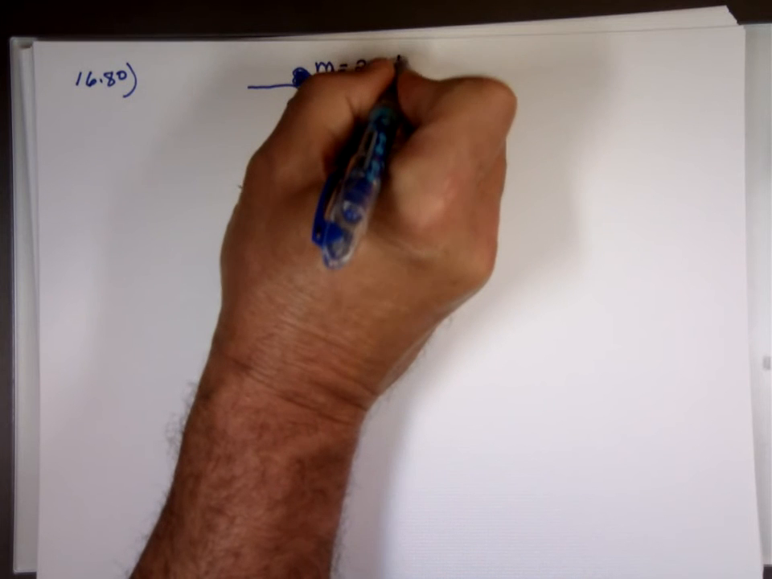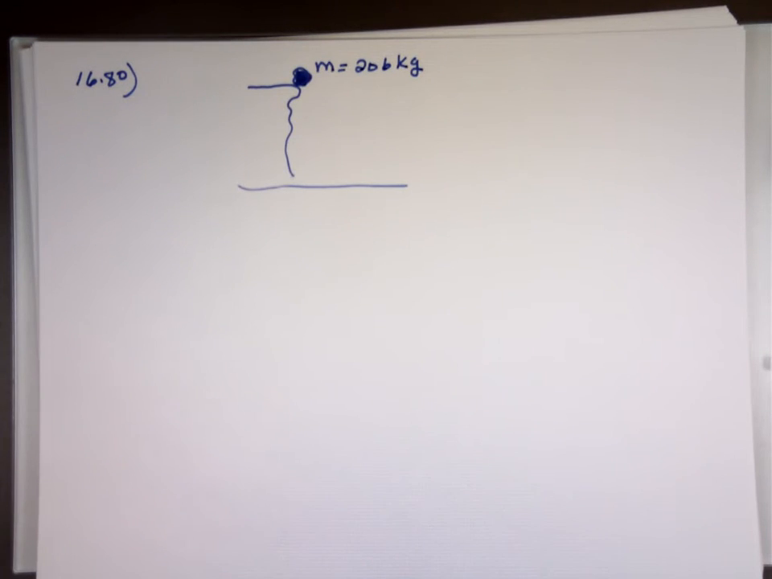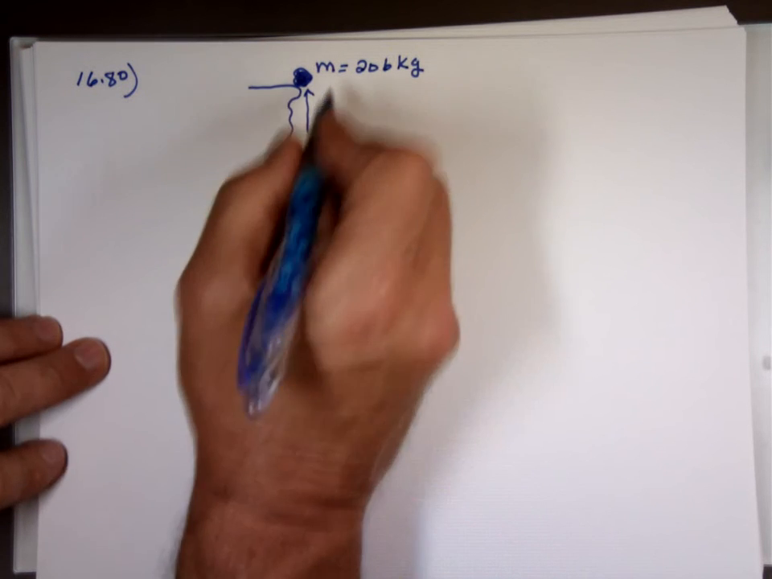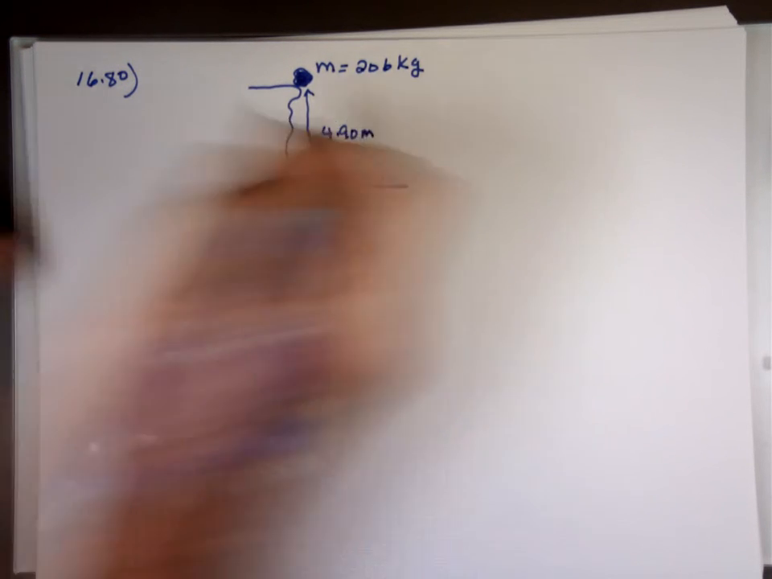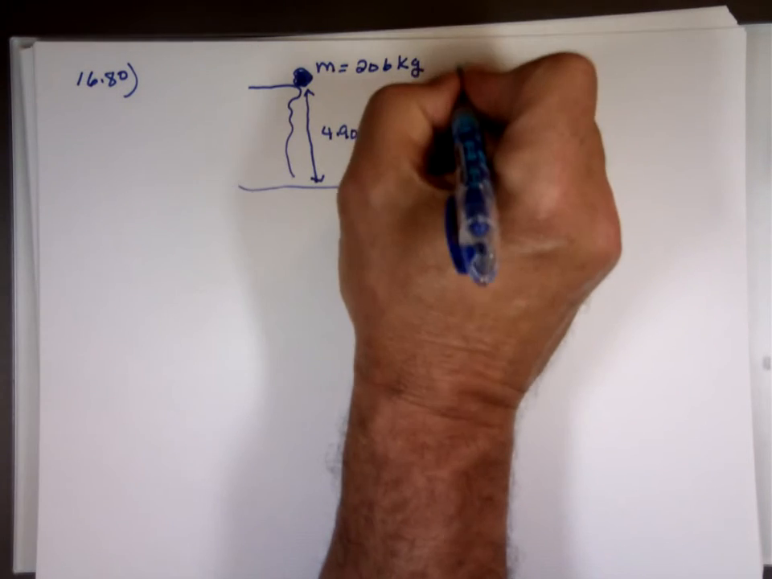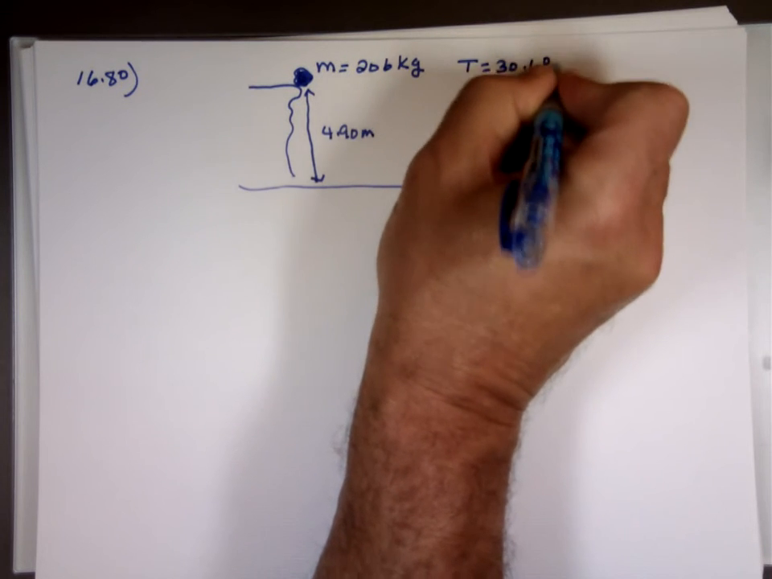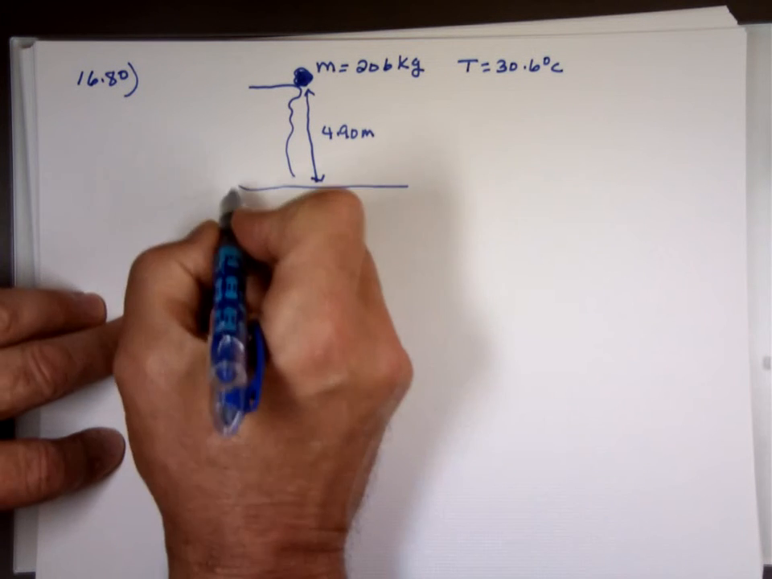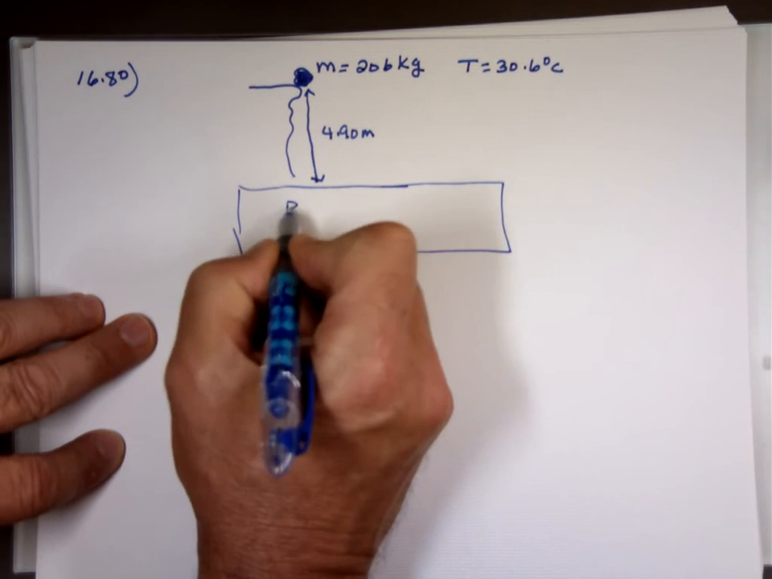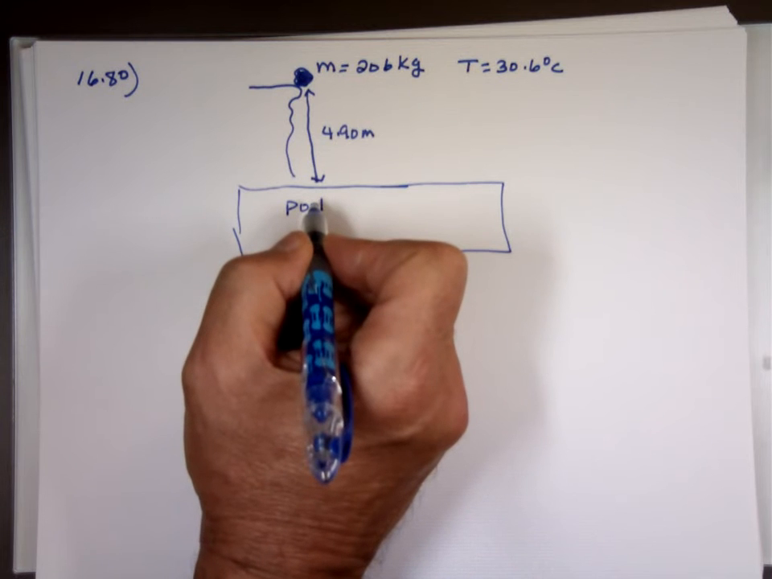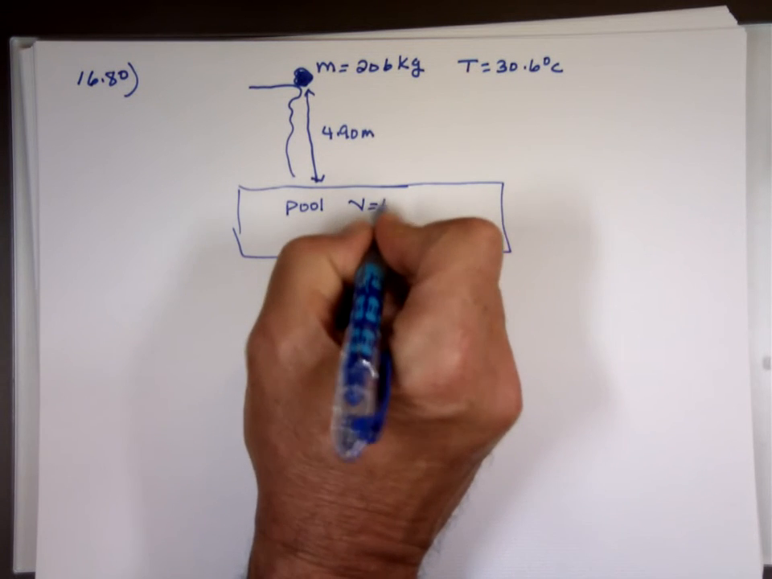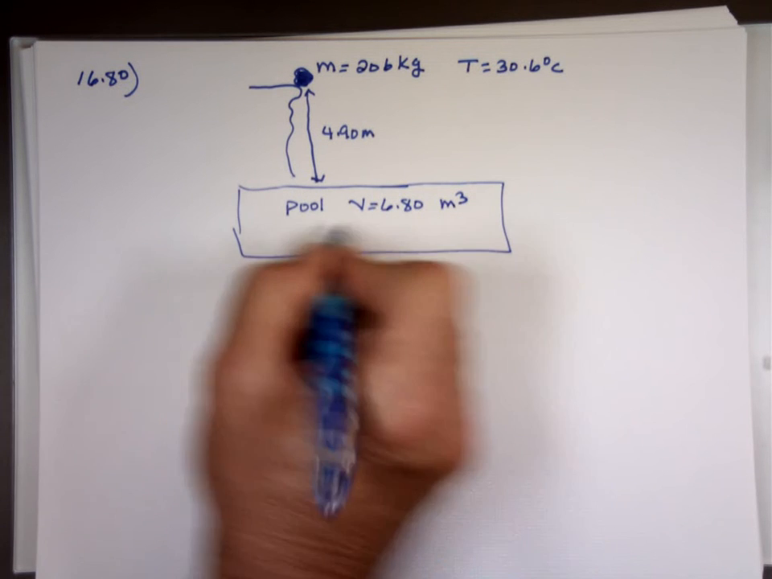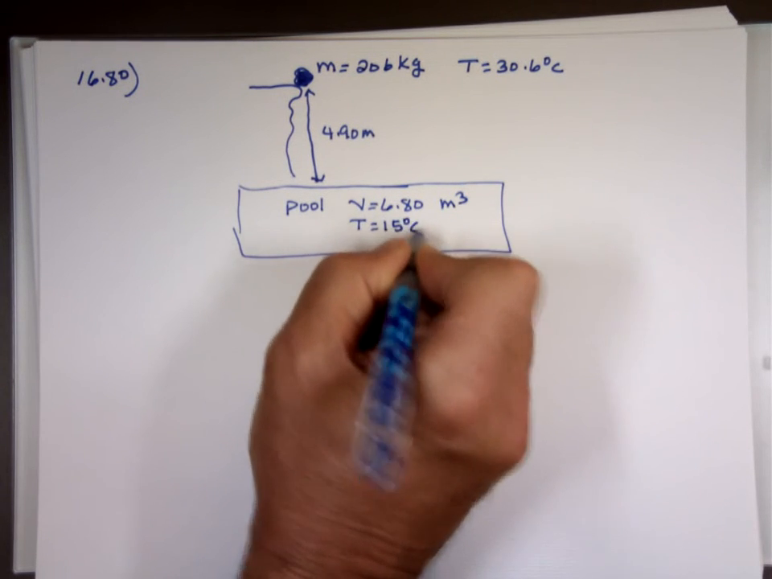So the temperature of the rock is whatever the temperature outside that day. The height here is 4.90 meters. The temperature of the rock is 30.6. If the rock falls from the cliff into a pool containing, here's the pool here, it has a volume 6.80 cubic meters of water. Temperature of the water of the pool is 15 degrees Celsius. That rock is hotter than this, going to warm it.